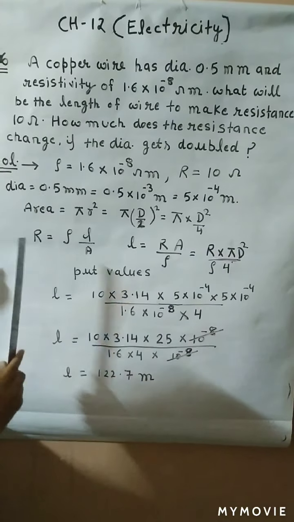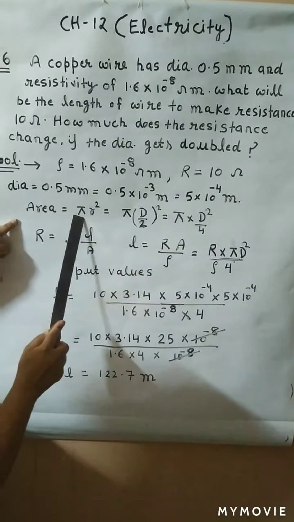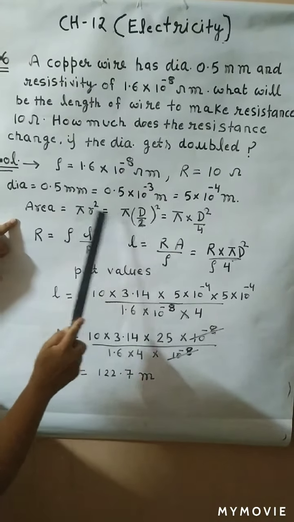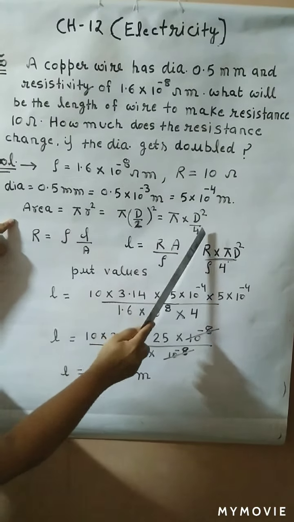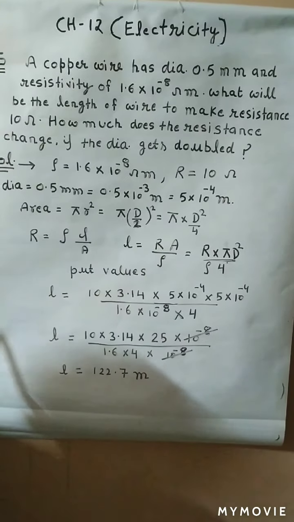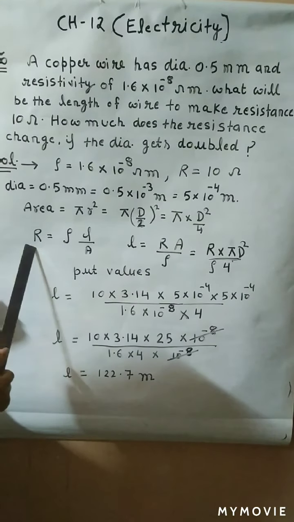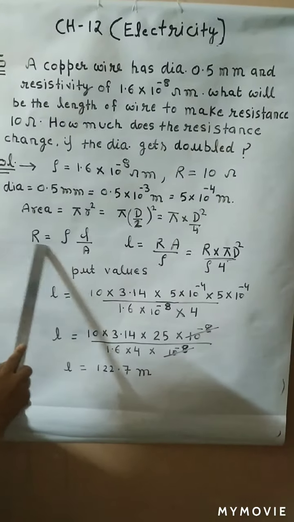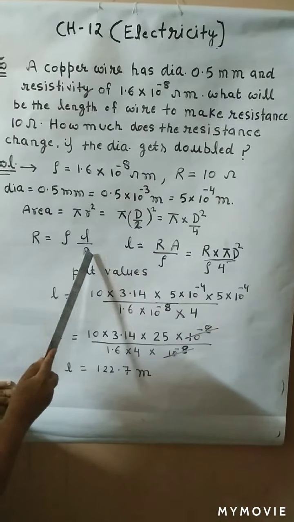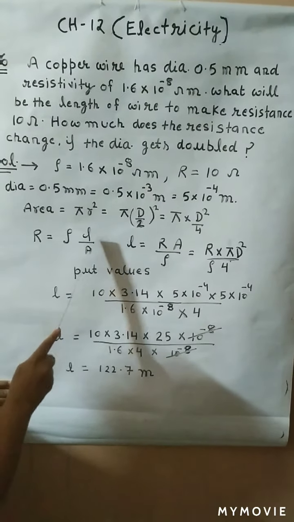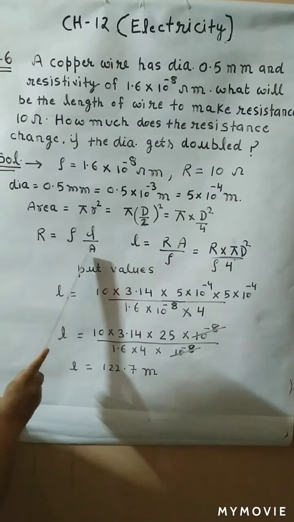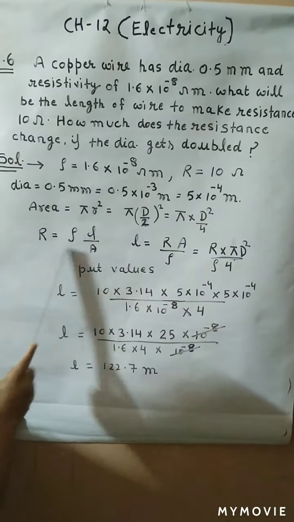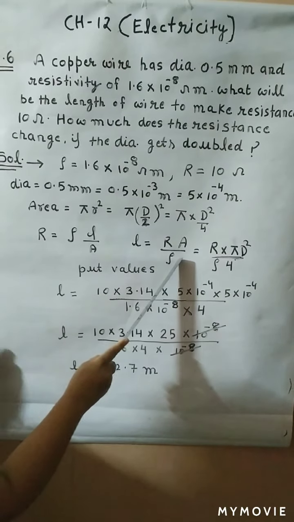This is the diameter. Area is pi r square. Pi, and what is radius? Half of diameter, squared, so it becomes pi d square by 4. First we have to solve like this. What is the resistance formula we have done? R is equal to rho L by A. Rho is the resistivity of material, L is length of wire, and A is area of cross section. From here find out L. So R into A gets multiplied, divided by rho. So we have got the length formula.